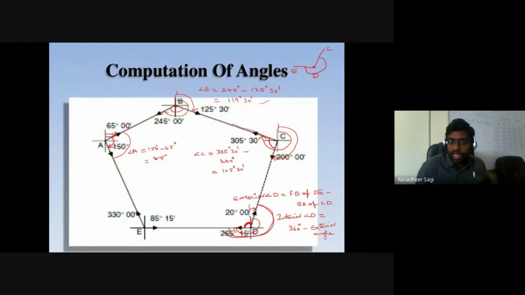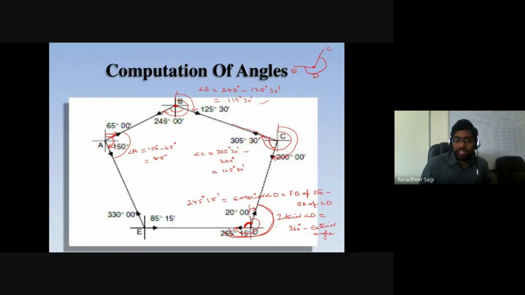So the exterior angle at point D is nothing but the forebearing of line DE. What is the forebearing of line DE? 265 degrees 15 minutes, minus the back bearing of line CD, which is 20 degrees. So what becomes my exterior angle at point D? 265 degrees 15 minutes minus 20 degrees. So the exterior angle I am calculating is 245 degrees 15 minutes.